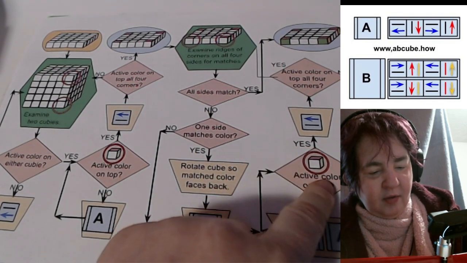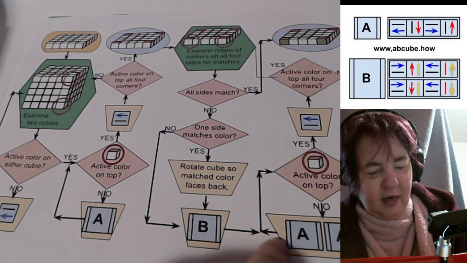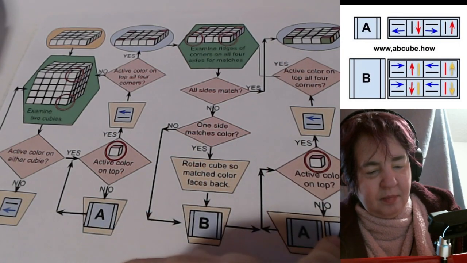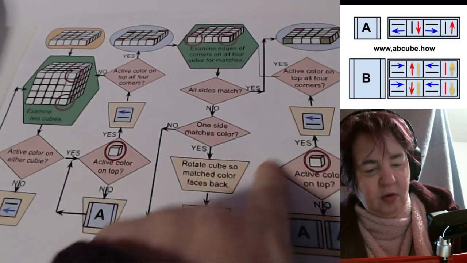active B. Your active color is on top? No. Do double A. Active color on top? Yes. Move it aside. No. Do double A again.